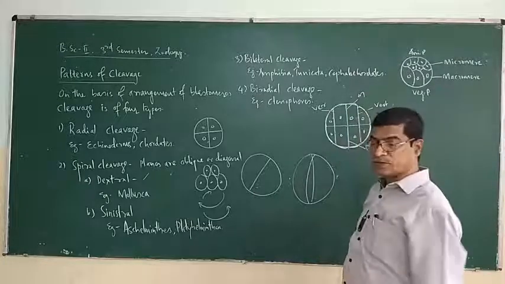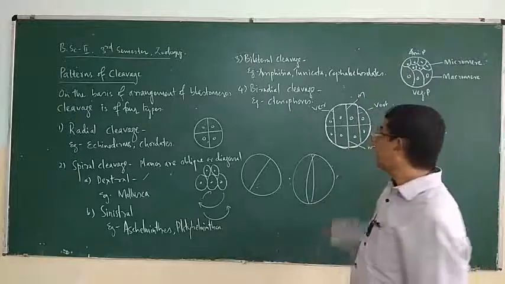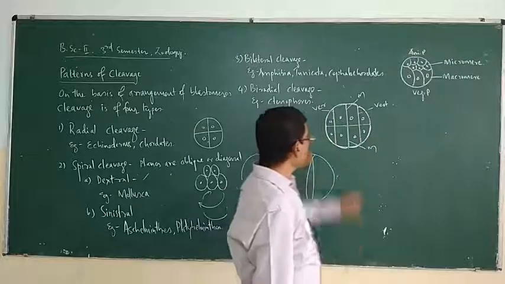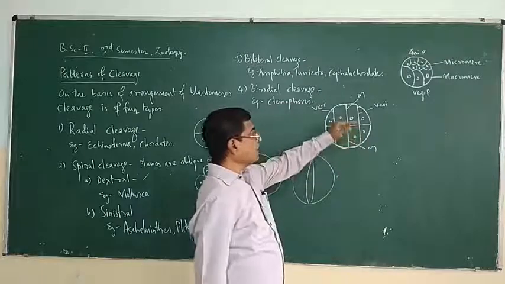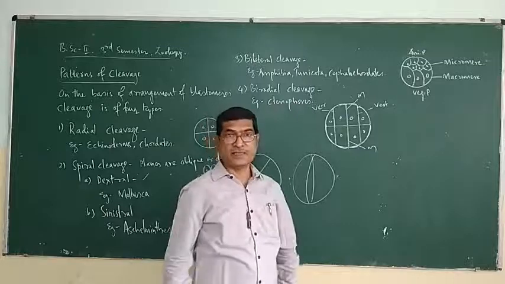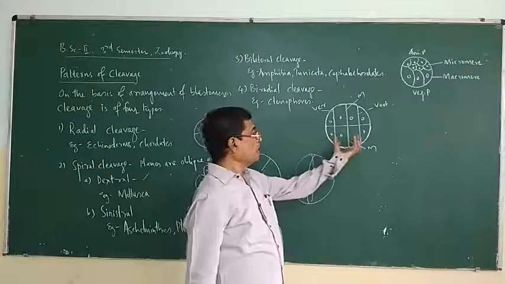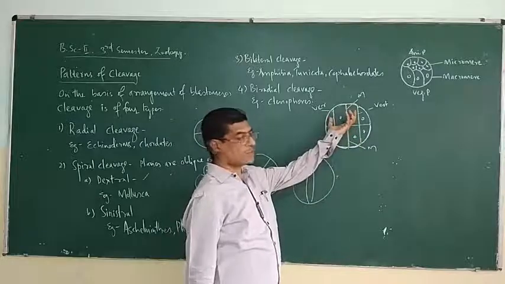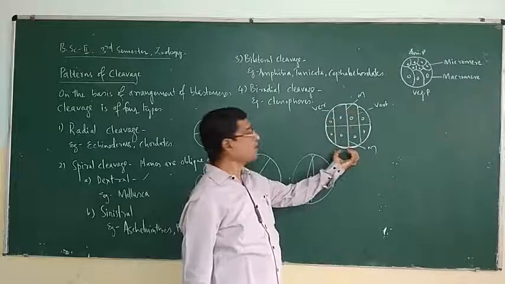As a result, what happens? 8 cells are formed. How many cells? 8 cells are formed, and they are arranged in 2 tiers, 2 layers. Each layer has 4 cells. This is the lower tier, upper tier. The upper tier has 4 cells, the lower tier has 4 cells.